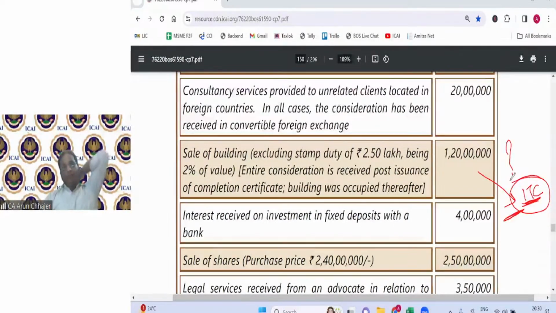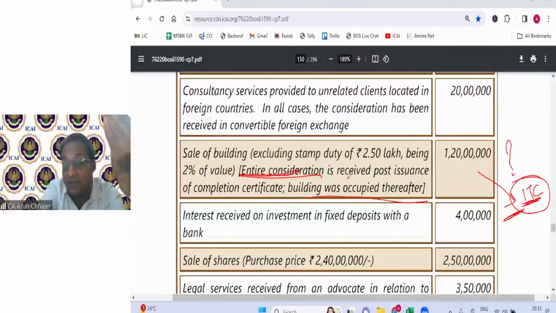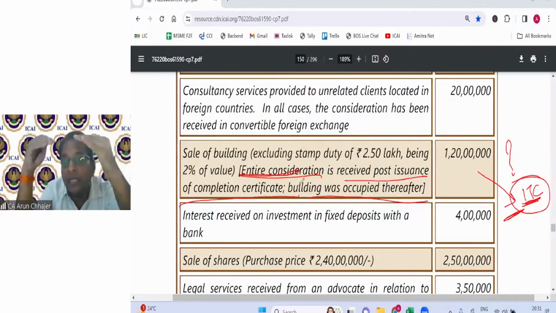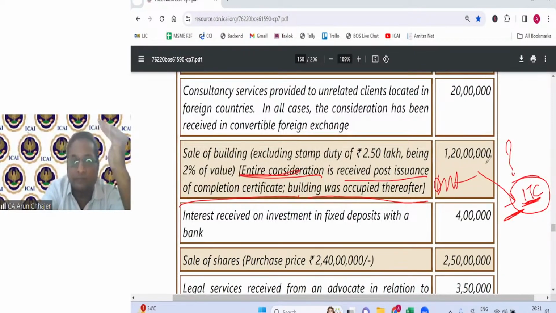Kindly tell me, do I need to pay the tax? Answer is no. Building was occupied thereafter. So if you refer to Schedule 3 para 5 clause B, which talks about the CC or first occupancy, whichever is later, full consideration is being given after that CC or first occupancy, whichever is later. Post occupation CC, it means after that entire consideration has been given, so it is out of GST.